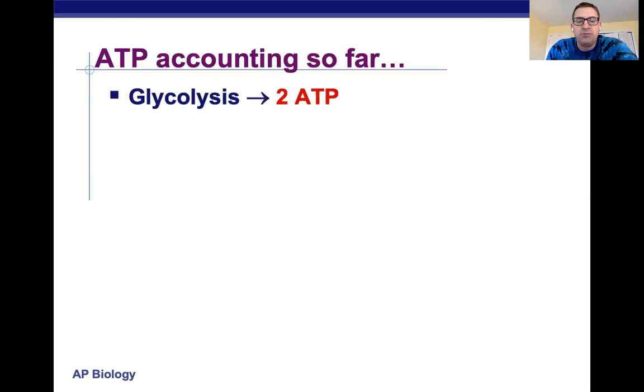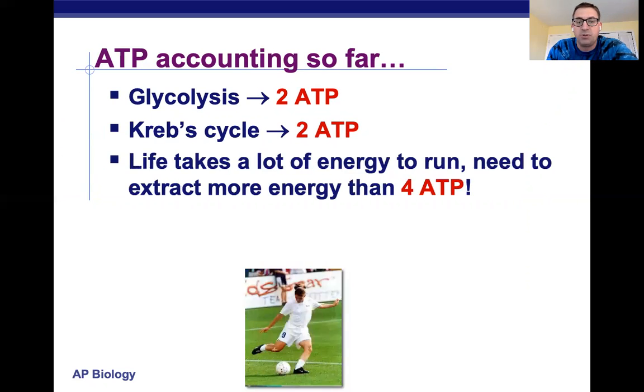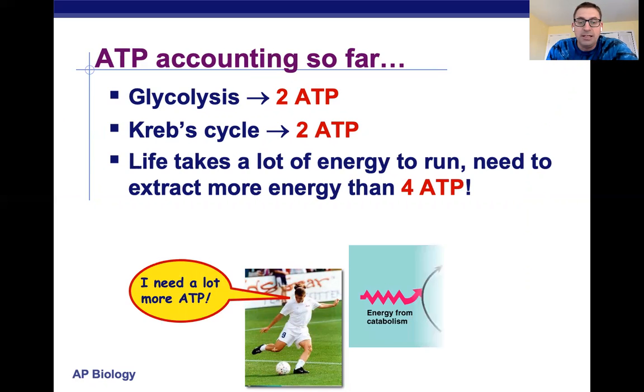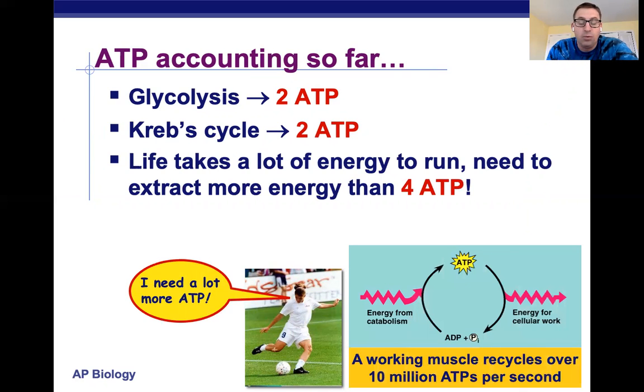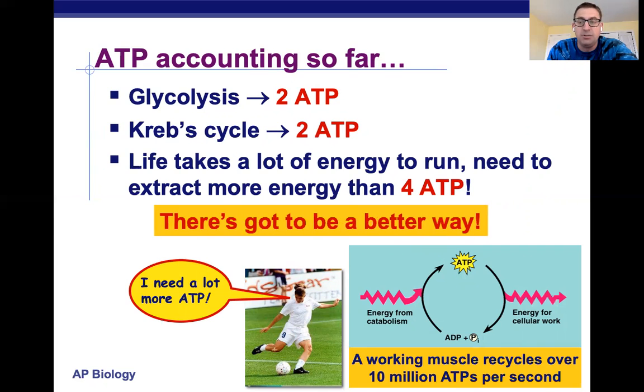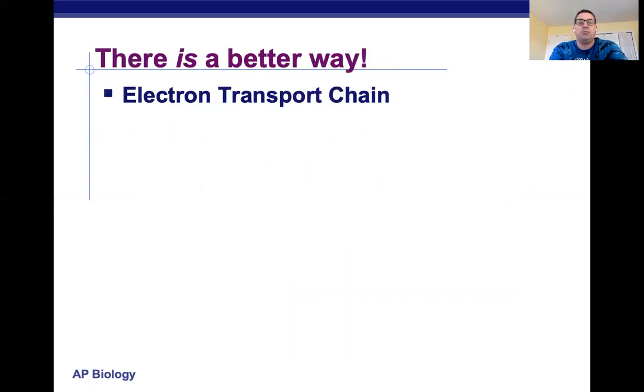And if we look at it so far, through glycolysis we've only gotten 2 ATP and the Krebs cycle also just 2 ATP. Both glycolysis and the Krebs cycle use substrate level phosphorylation. However, we're going to need a lot more than 4 ATP per glucose molecule that we consume to keep our bodies running, because a working muscle requires over 10 million ATP molecules per second. So 4 ATP out of a molecule of glucose is not going to do a whole lot for us. So there has to be a better way.